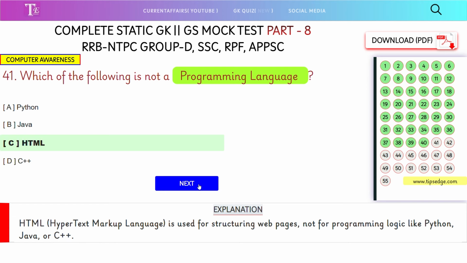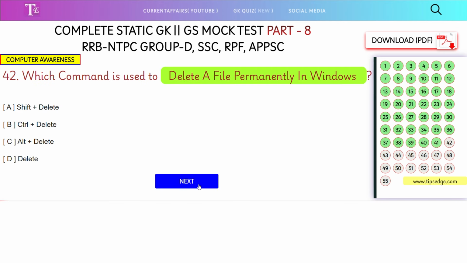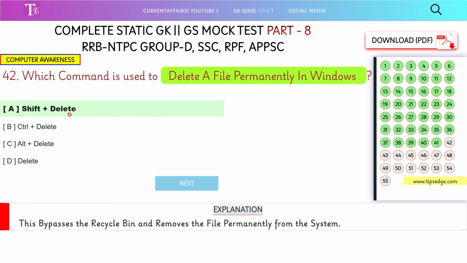Now moving to the 42nd question. Which command is used to delete a file permanently in Windows? Answer: Shift+Delete. This bypasses the recycle bin and removes the file permanently from the system.